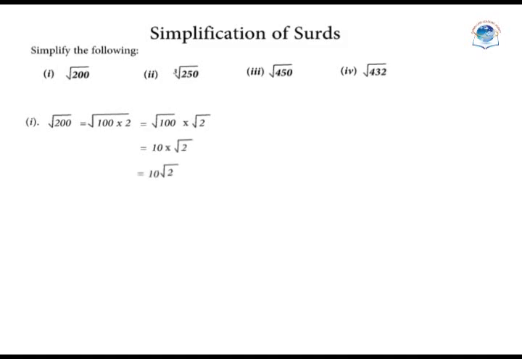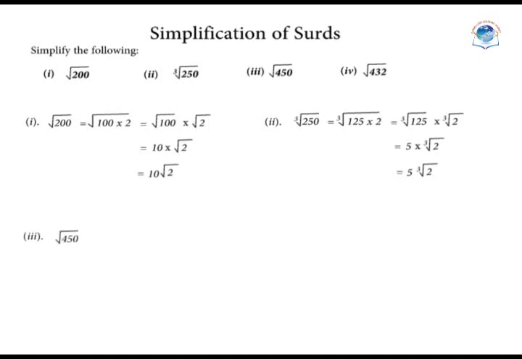Next, cube root of 250. And so we express 250 as a product of two factors such that one of the factors is a perfect root. That is 125 times 2. The cube root of 125 is 5. Cube root of 2 is a surd. And so we leave it as 5 cube root of 2.